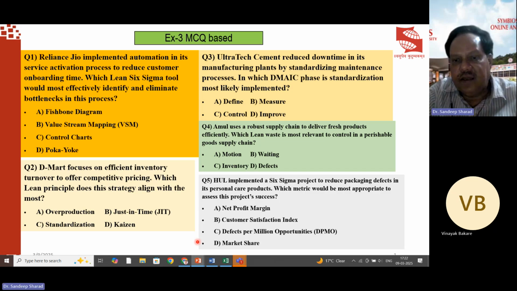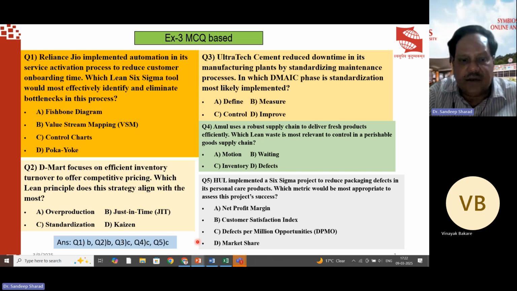HUL implemented a Six Sigma project to reduce packaging defects in its personal care products. Which metric would be most appropriate to assess this project's success? Net profit margin, customer satisfaction index, defects per million opportunities, or market share. So C is the appropriate answer.